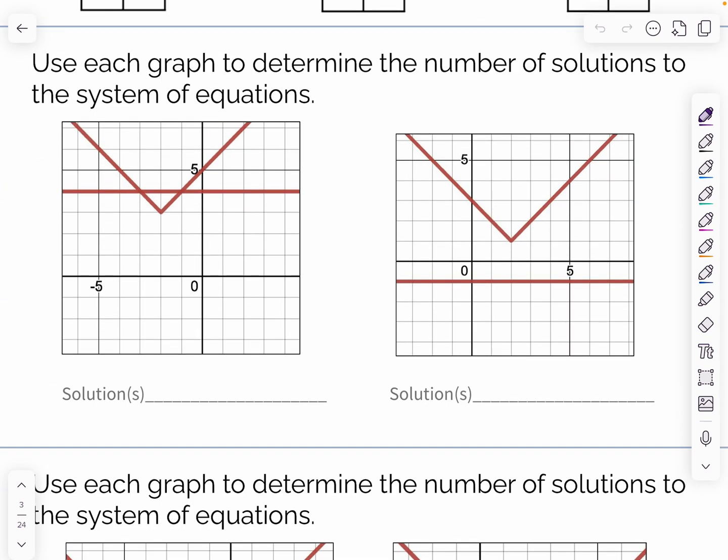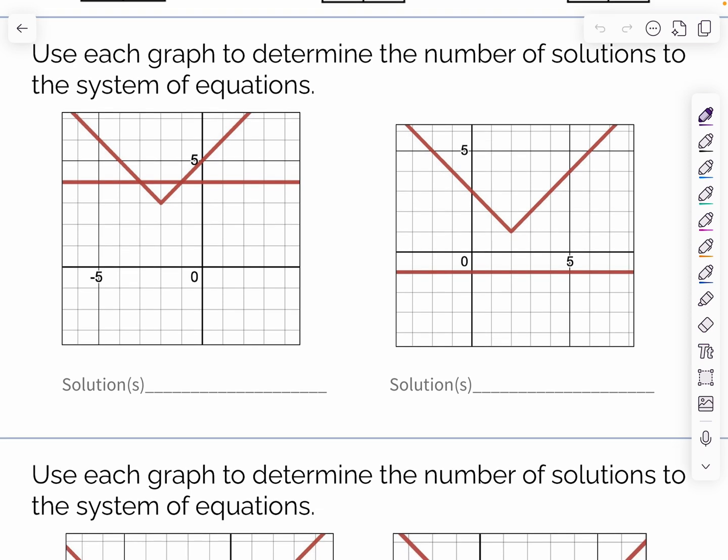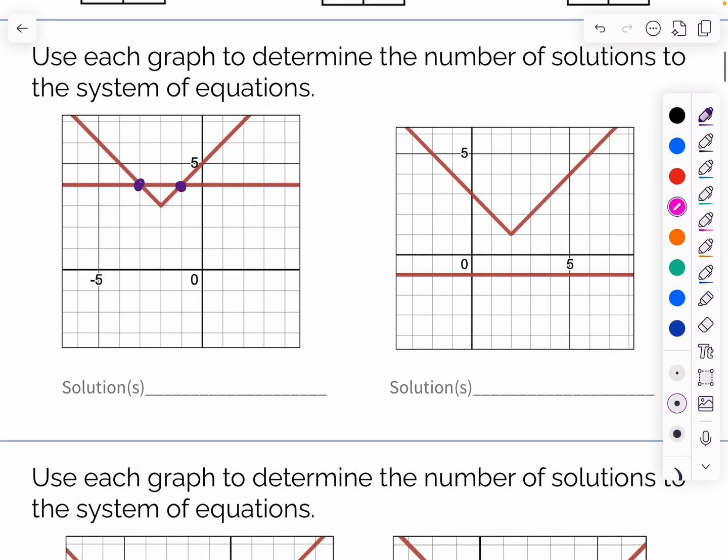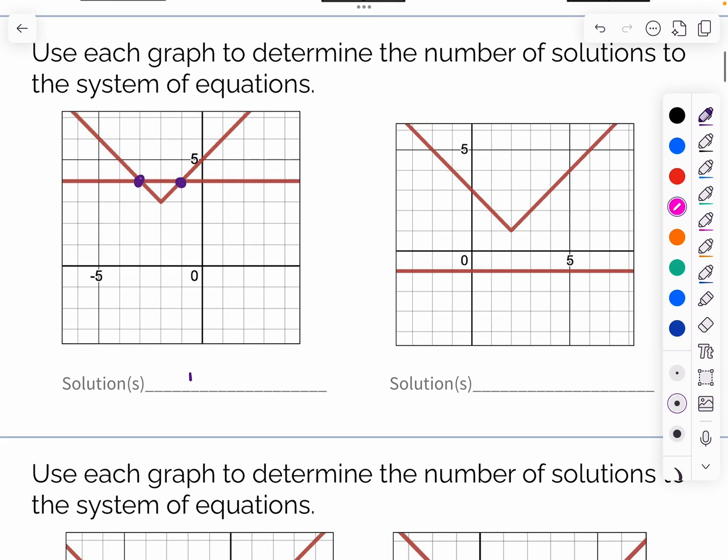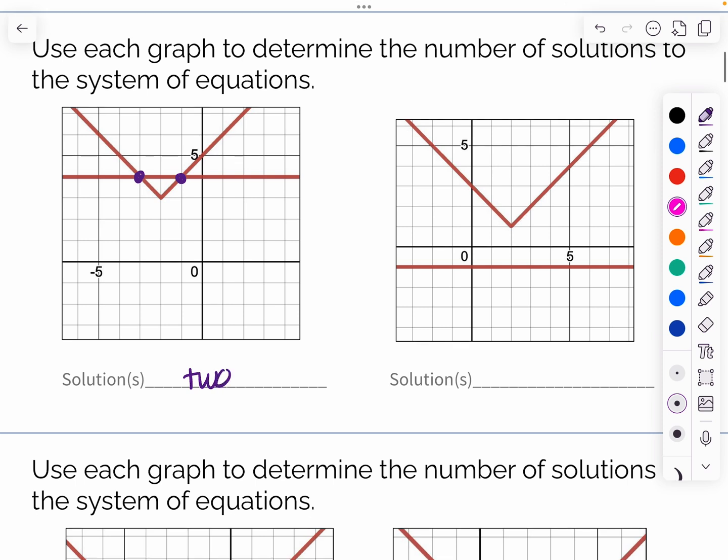Alright, so when you have the graph of absolute values in a line, or really any type of graph, any number of times that two graphs or lines intersect are solutions to that system. So in this case, we have 2 points of intersection, and so our number of solutions would be 2. Okay, for this one, these two graphs do not intersect at all, so that would be a no solution.